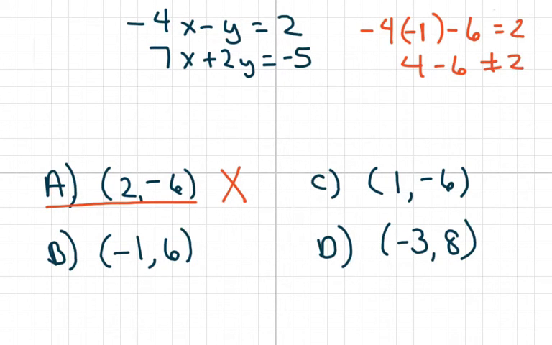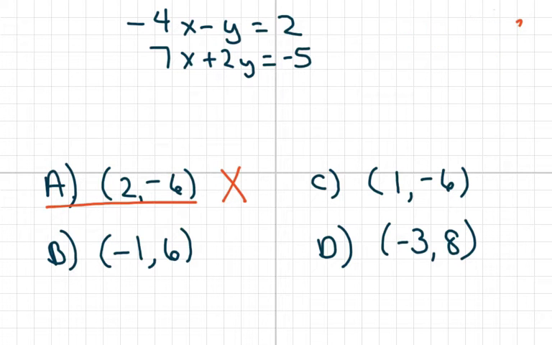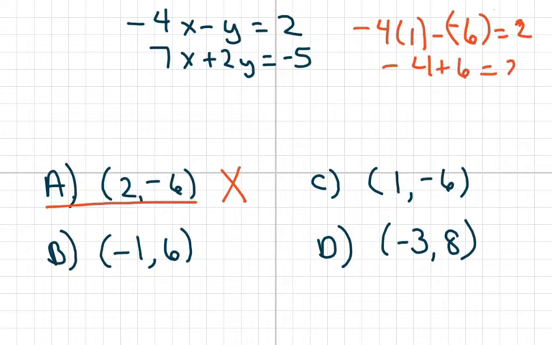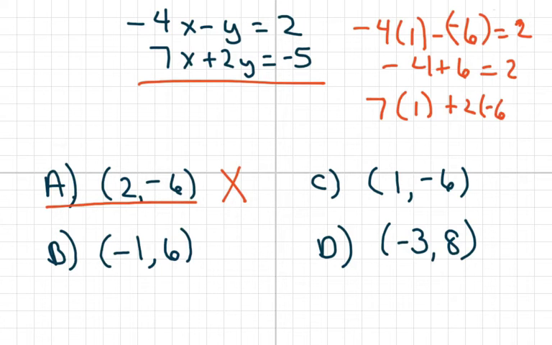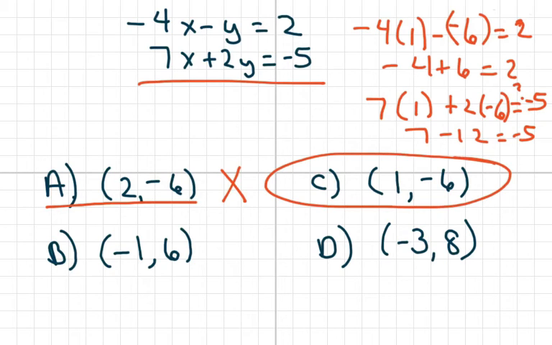So I'm going to try C. I'm going to erase that and try C. So I'm going to have negative 4 times 1 minus a negative 6. Does that equal 2? And we get negative 4 plus 6 does equal 2. So now let's check and make sure it works in the second one. 7 times 1 plus 2 times negative 6, does that equal negative 5? We get 7 minus 12 does equal negative 5. So our answer would be C.